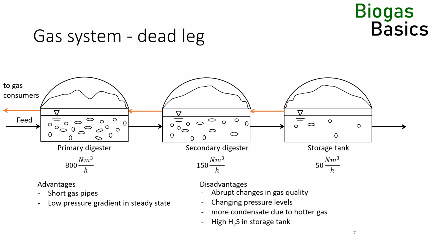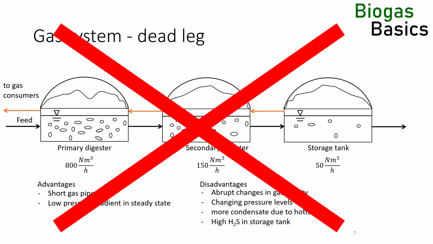Changes in the gas quality will immediately reach the gas consumers, especially when the primary digester has a rigid roof with a low headspace volume. The gas in the storage tank will stay there for a long time and can show high H2S concentrations. Generally, this configuration should be avoided.